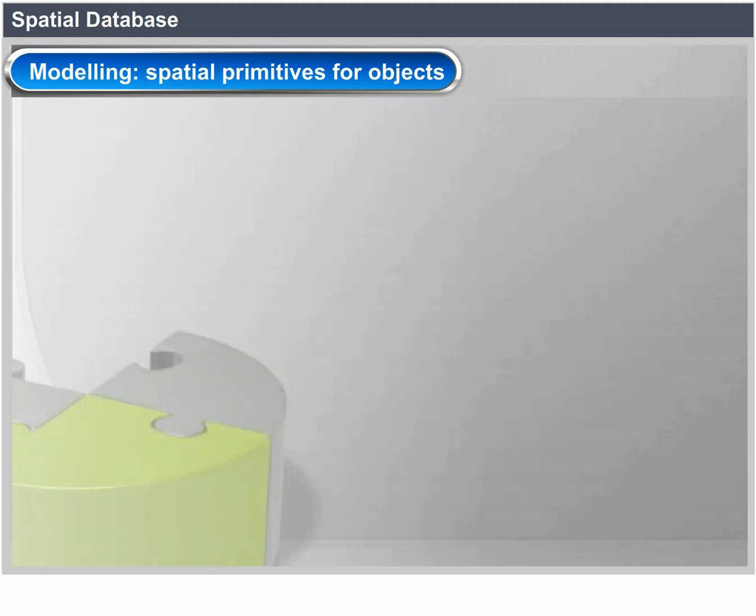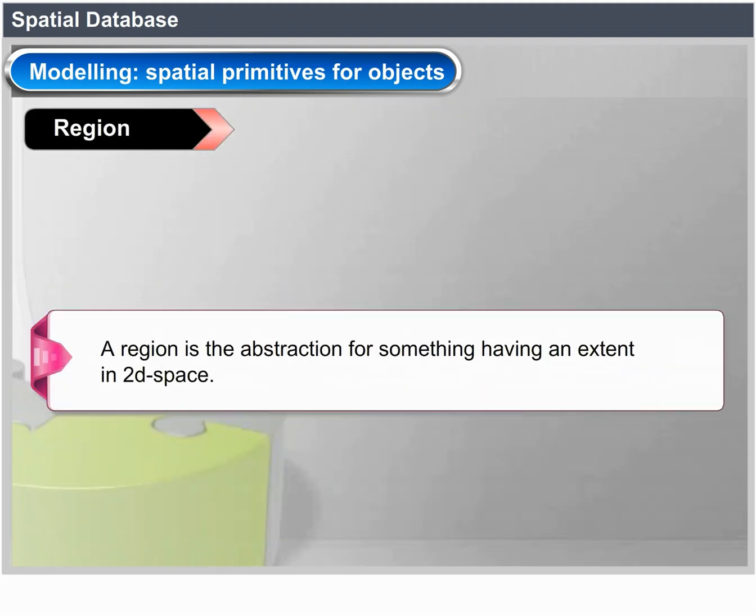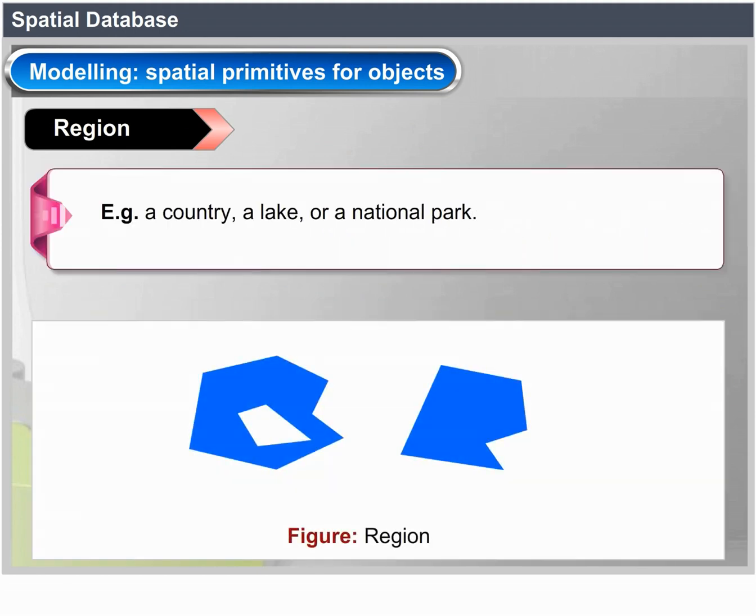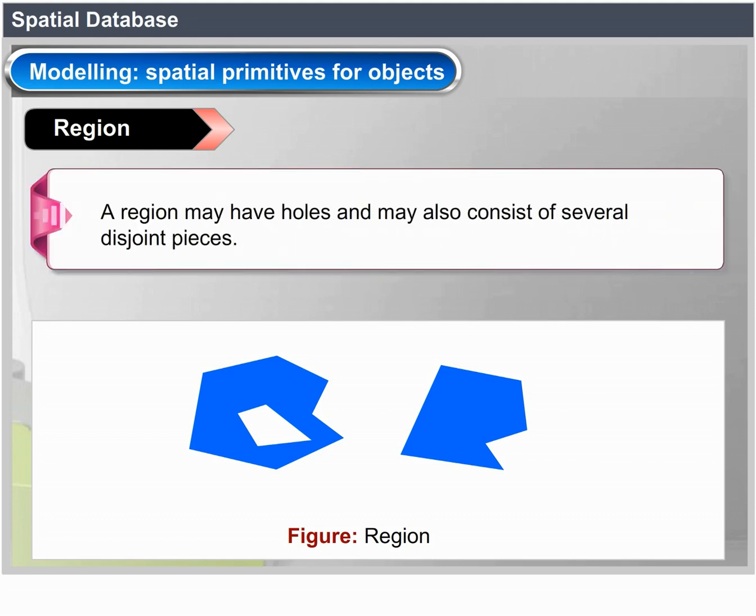Region. A region is the abstraction for something having an extent in 2D space. For example, a country, a lake, or a national park. A region may have holes and may also consist of several disjoint pieces. The figure shows three basic abstractions of point, line, and region.